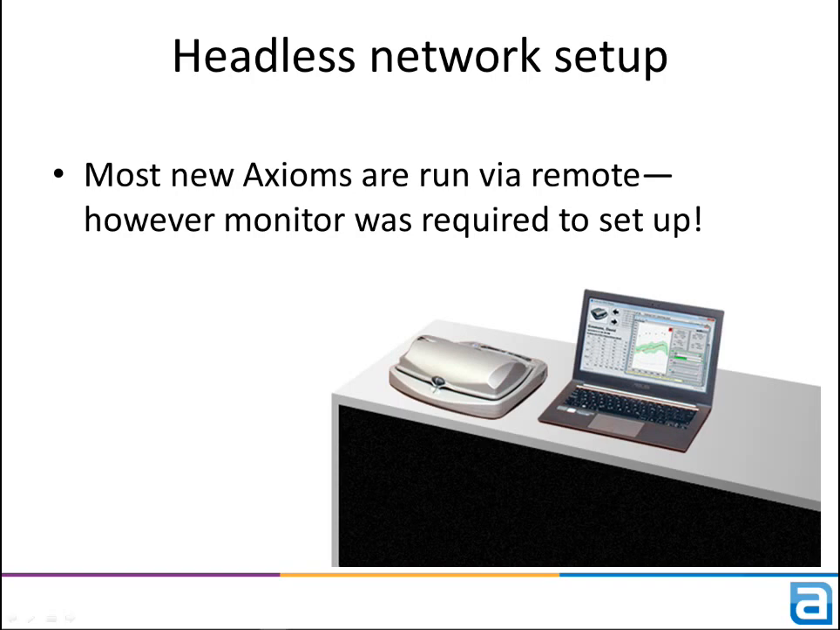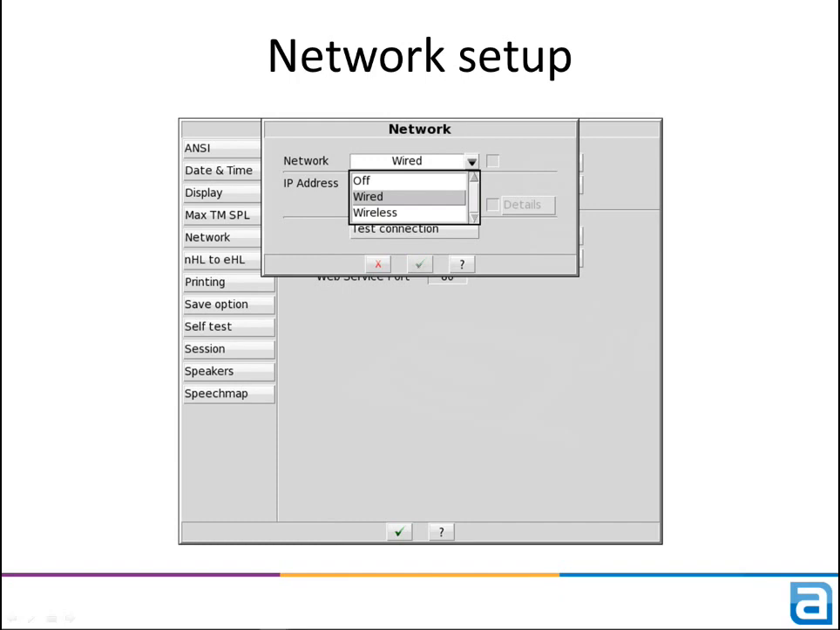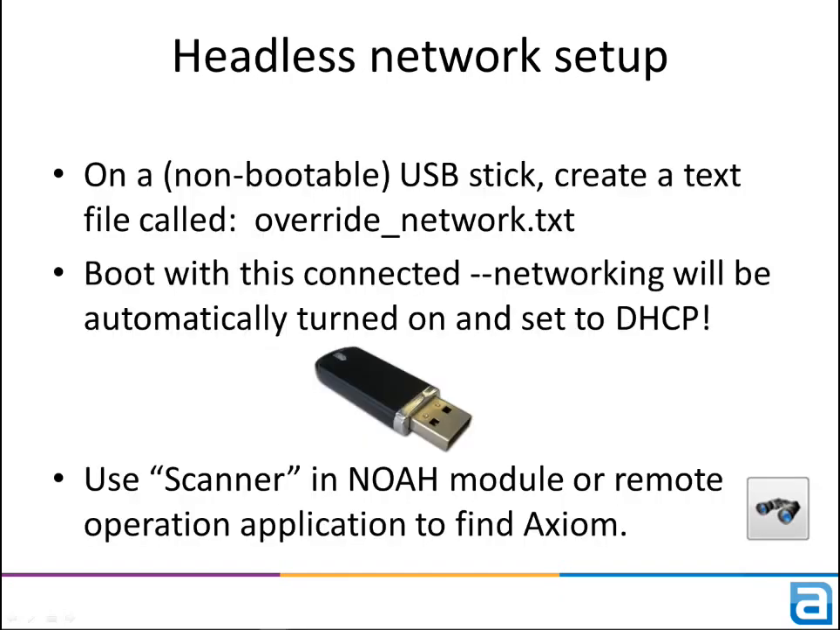This is a good space-saving feature, but the setup always required a monitor to be temporarily connected during installation to activate the network. With this new feature, simply adding a text file called override_network to a USB stick and booting with it connected will activate networking and assign an IP address through DHCP.